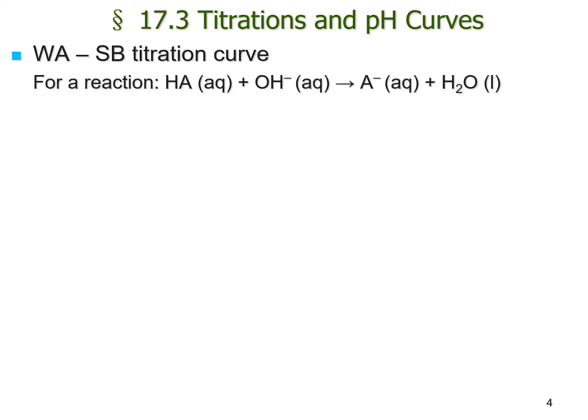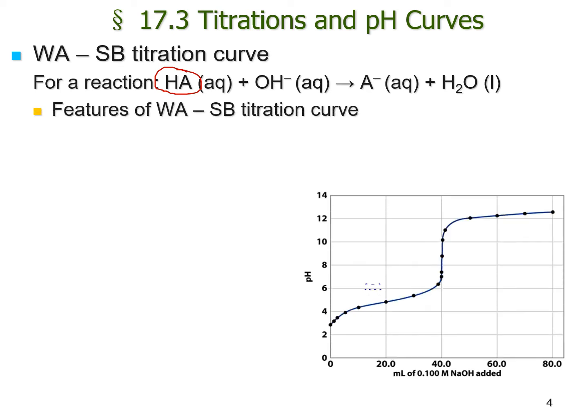Our next titration is the titration of a weak acid by the strong base. How do we know it's a weak acid? Because we do not dissociate the weak acid in the net ionic equation, as you know. And OH minus is a strong base. So this is basically what the titration curve of this weak acid titrated by the strong base looks like.